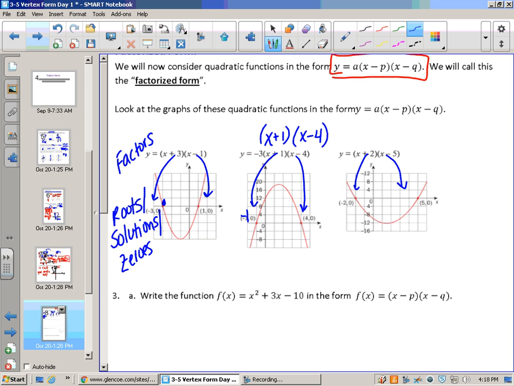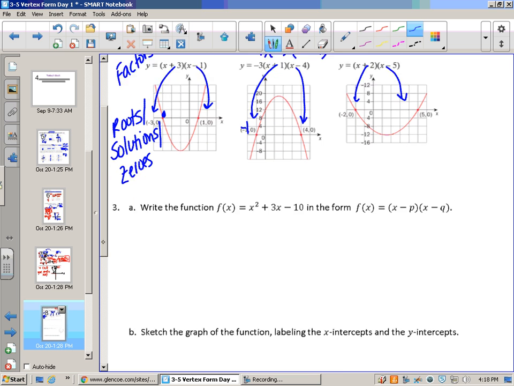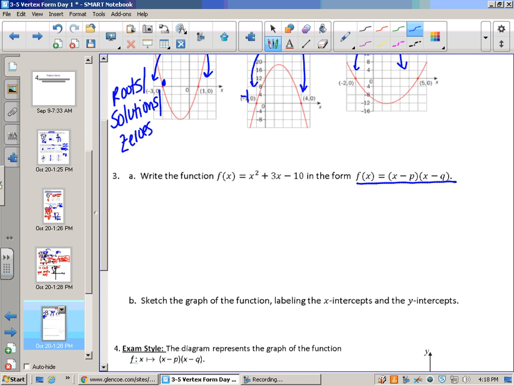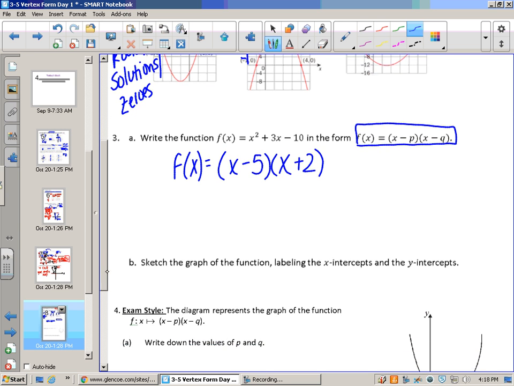So if you flip your page, we have this example of writing the function in this factored form. You're going to think of what numbers multiply to -10 but add to 3, and I bet you already thought of them. So I know f of x equals (x minus 5)(x plus 2). You're not solving here because we don't have it equal to 0.